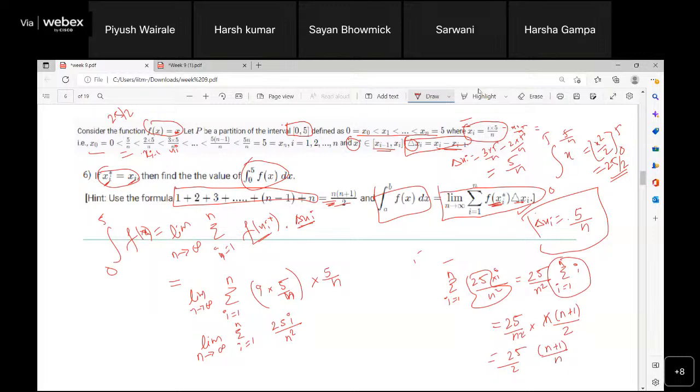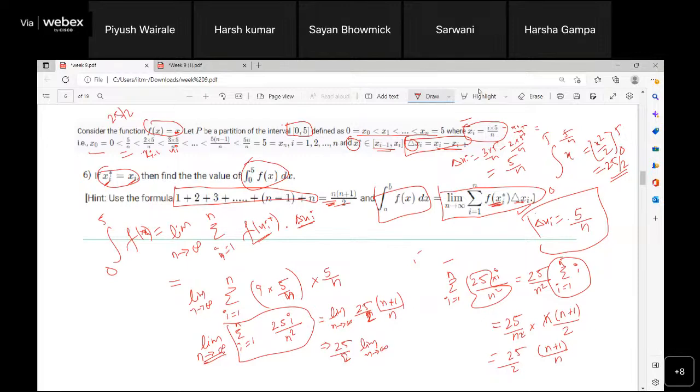But we have this limit, so with this we calculate, right? So we have this limit n tends to infinity. So it is equals to limit n tends to infinity 25 by 2. What is this limit? Anyone tell me? n plus 1 by n, the limit is 1.